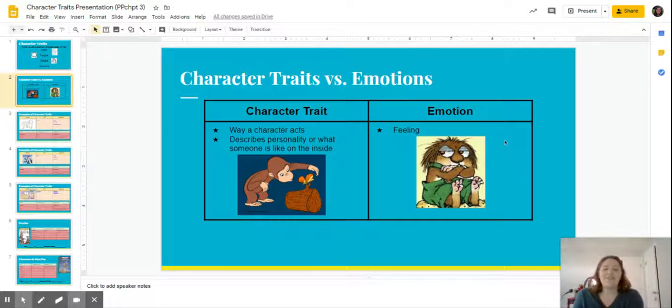So I often think of the character George or Curious George. He's a curious character. He's always asking questions and wondering about different things. Now, an emotion is a feeling like happy, sad, mad. That's not a character trait because usually your feelings are influenced by something on the outside. So this little critter, you can tell he's angry or upset or mad. That's an emotion, not a character trait.